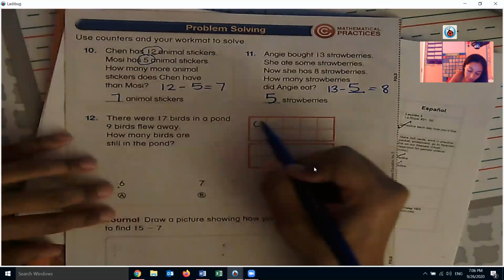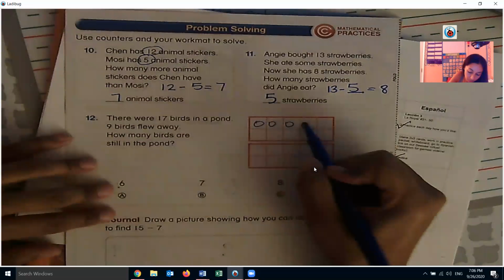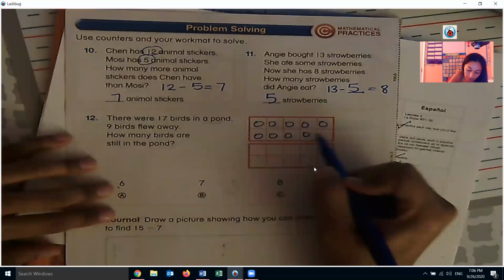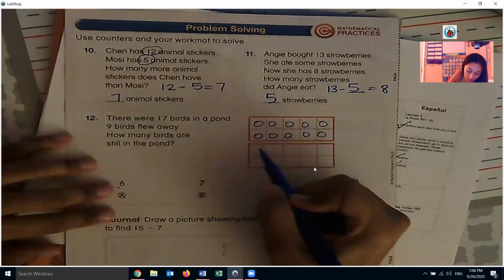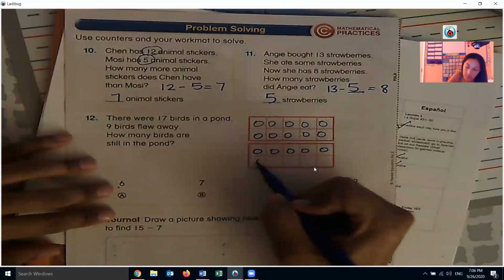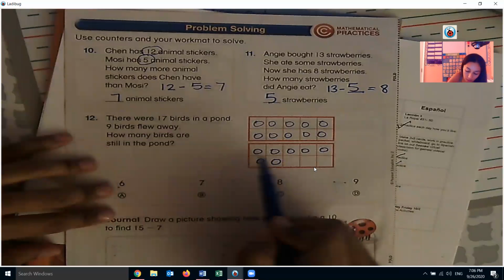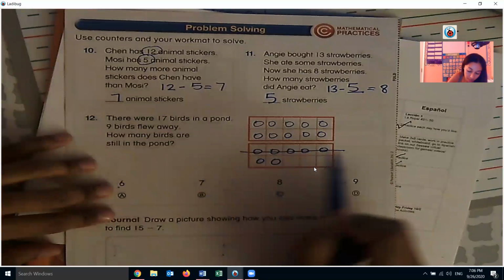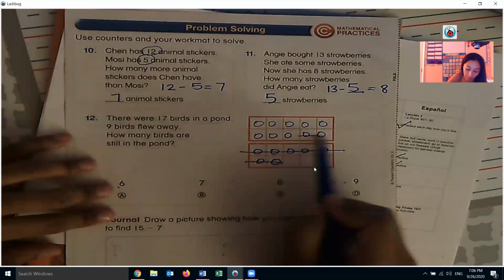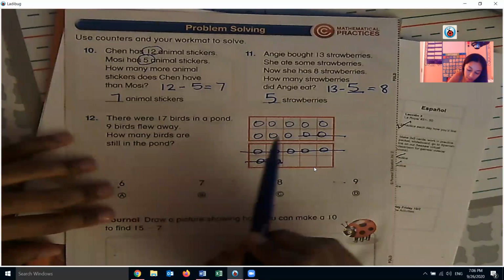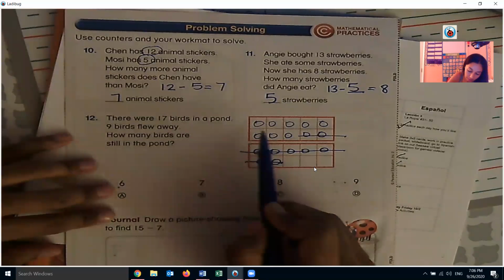There were 17 birds in the pond. So there's 10 and 7, 17. 9 flew away. So I'm going to cross off 7, 8, 9. How many are left? 5, 6, 7, 8. 8. Letter C.